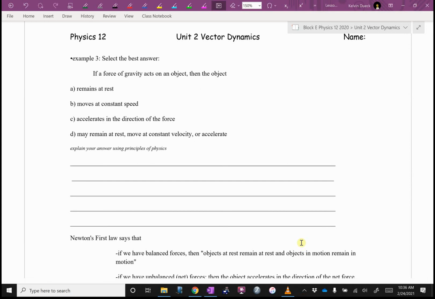Once again, we're going to vote. Hold your hand up high depending on how sure you are of the answer. So, who says obviously remains at rest, Mr. Dewick? A. Really? Who says, no, moves at a constant speed? Who says, clearly Mr. Dewick is going to accelerate in the direction of gravity? Who says, oh, really? Convince me.